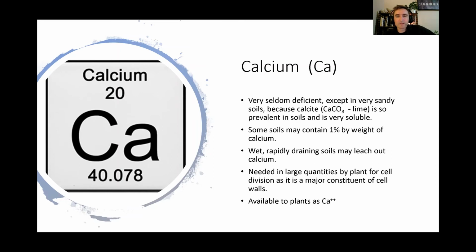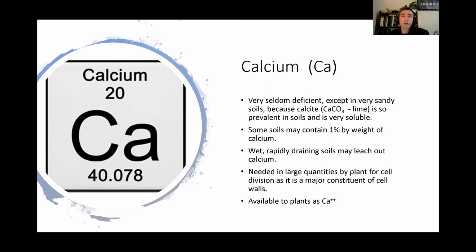Calcium is very seldom deficient, except in very sandy soils, because calcite or lime is typically very prevalent in soils, and it's very soluble. Some soils can contain up to 1% by weight of calcium. Although those sandy soils, if they are constantly wet, with a lot of rainfall or a lot of irrigation, we may end up leaching out the calcium because it is so soluble.